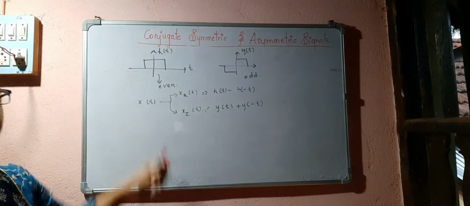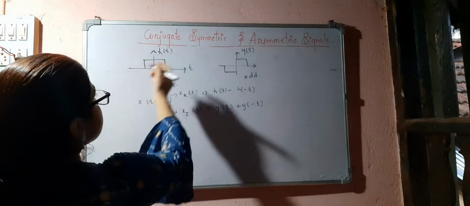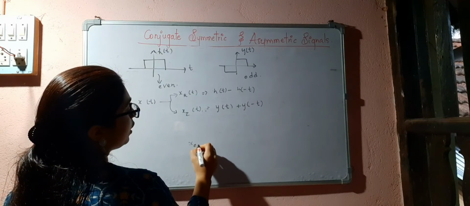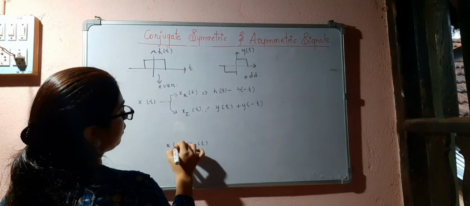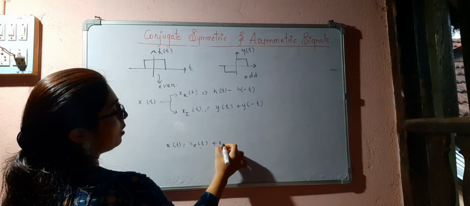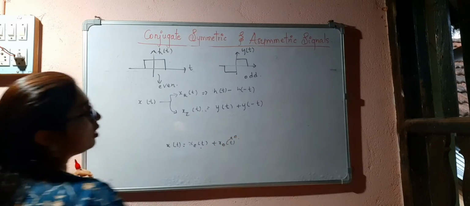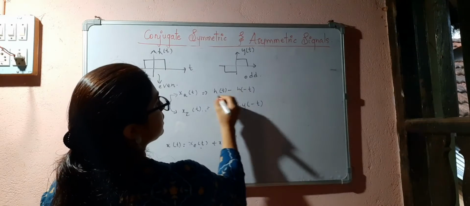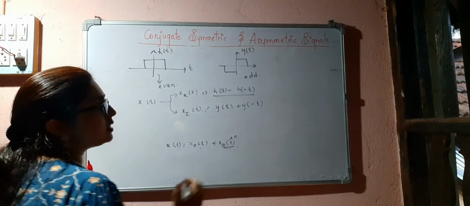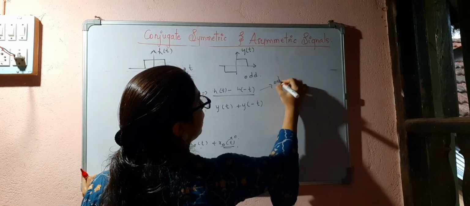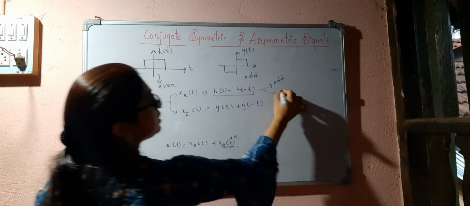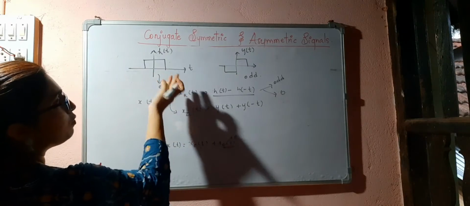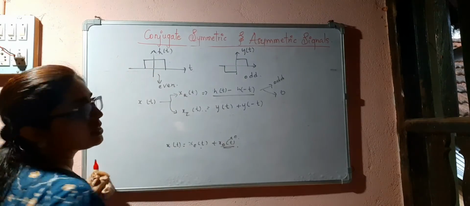So what will be the signal x of t? See, h of t is an even signal. So even signal means x of t will be equal to this one. This odd part will be equal to 0, right? The odd part will be equal to 0. The odd part is, see, h of t minus h of minus t. So this will give you either an odd signal or it can give you a 0. Okay, so here in this case, if I take h of minus t, that will be the same as h of t.